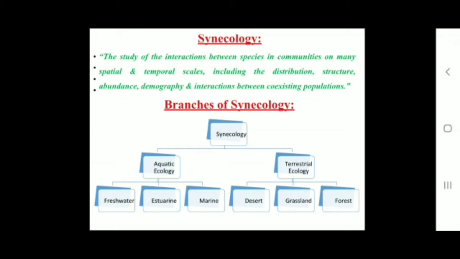There are a few theories to go along with synecology. Holistic theory, created by Frederic Clements, is when species in a certain area, though near each other, are mostly independent from each other.